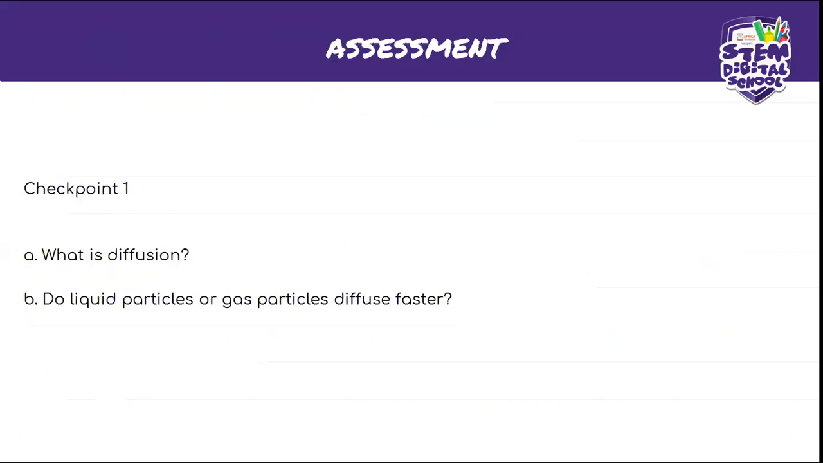All right, now checkpoint. What is diffusion? Do liquid or gas particles diffuse faster? Yes, send in your answers, my dear learners, so that we can move fast.